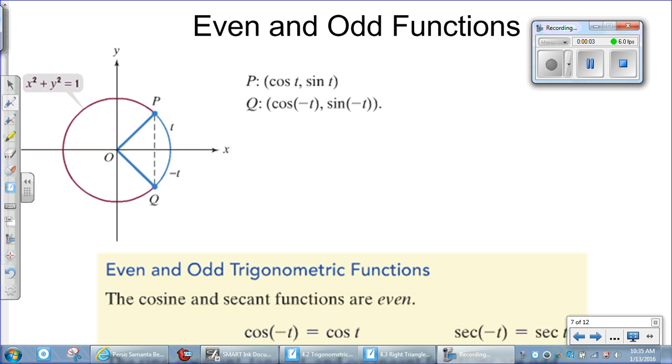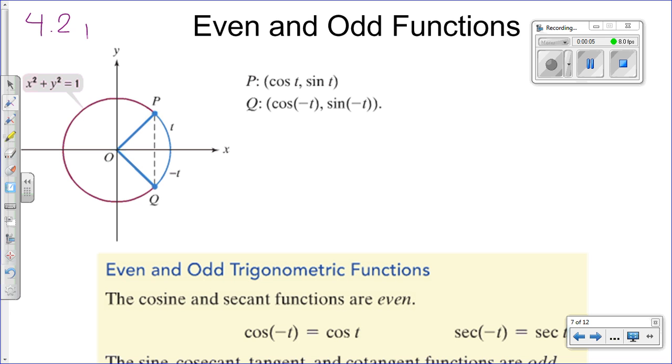This video will cover section 4.2, part 2.